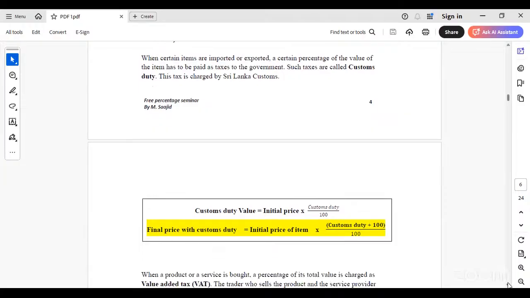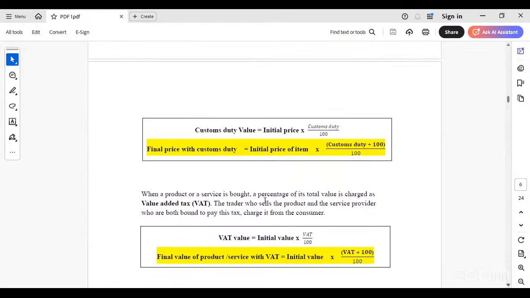For customs duty, we have two equations here. Customs duty value equals the initial price times customs duty over 100. And final price with customs duty equals the initial price of the item times (customs duty plus 100) over 100. It is better if you can memorize these two equations, because they help you find the customs duty value very easily.